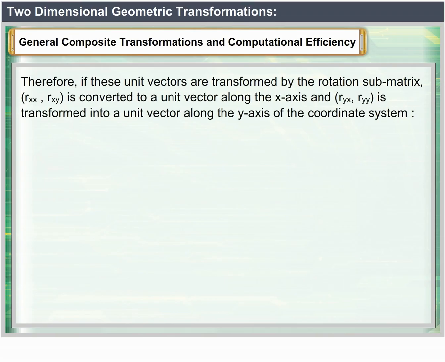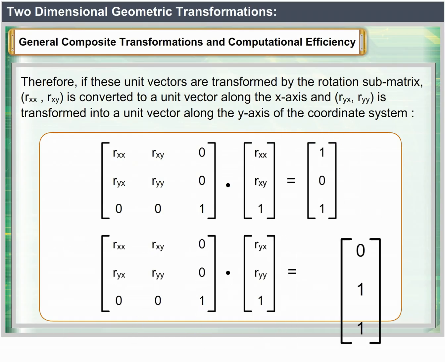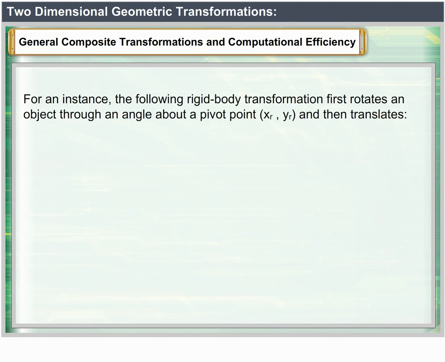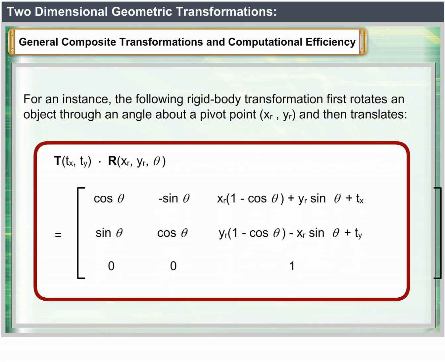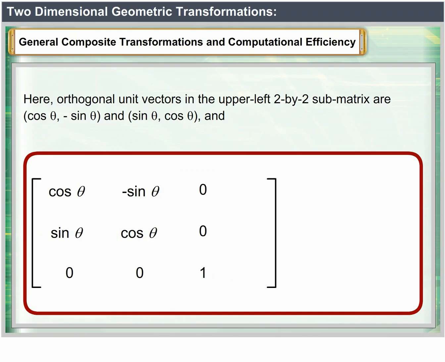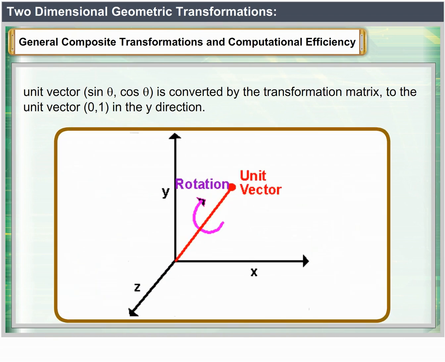Therefore, if these unit vectors are transformed by the rotation submatrix, (rxx, rxy) is converted to a unit vector along the x-axis, and (ryx, ryy) is transformed into a unit vector along the y-axis of the coordinate system, as shown below. As an example, the following rigid body transformation first rotates an object through an angle theta about a pivot point (xr, yr), and then translates as shown. Here the orthogonal unit vectors in the upper left 2 by 2 submatrix are (cos theta, minus sin theta) and (sin theta, cos theta), as shown below.